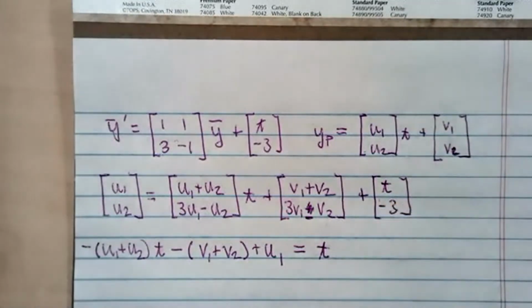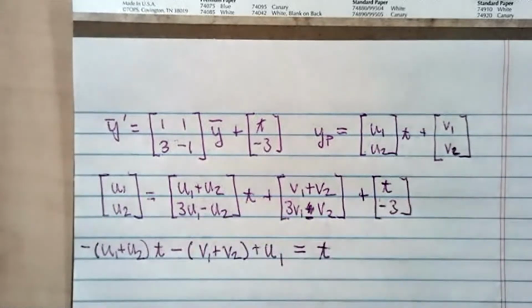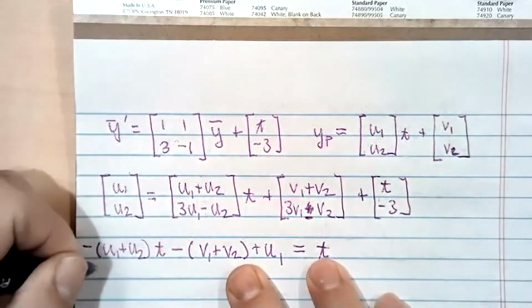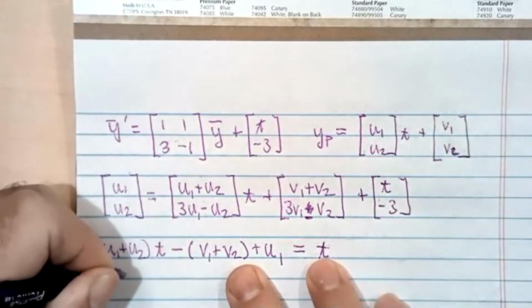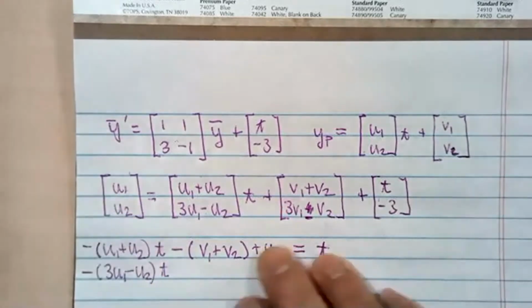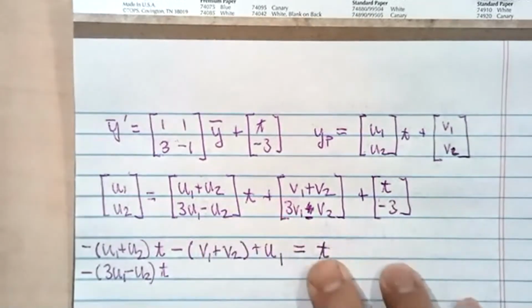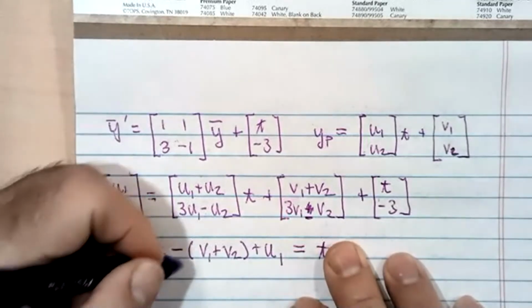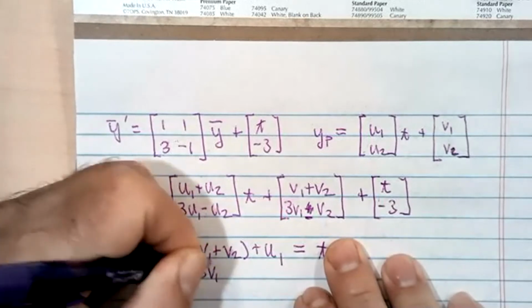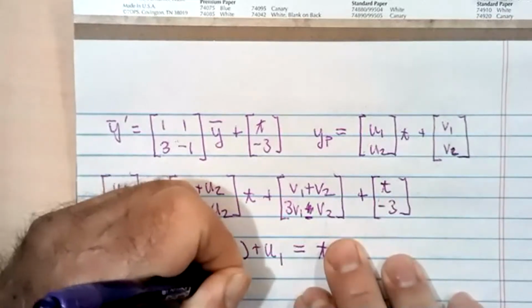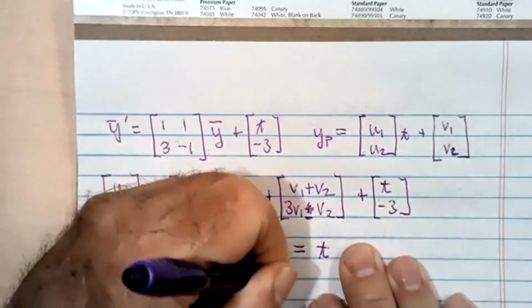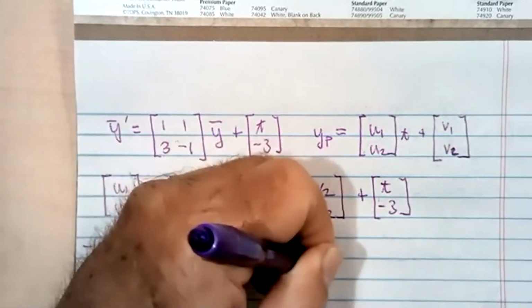And in the same way, just looking across the bottom row now, we have minus (3u1 minus u2) times t. There's the t term, and then the constant term is going to be subtracting this, 3v1 minus v2, and then we already had a u2 here, so plus u2, and that's supposed to add up to -3.